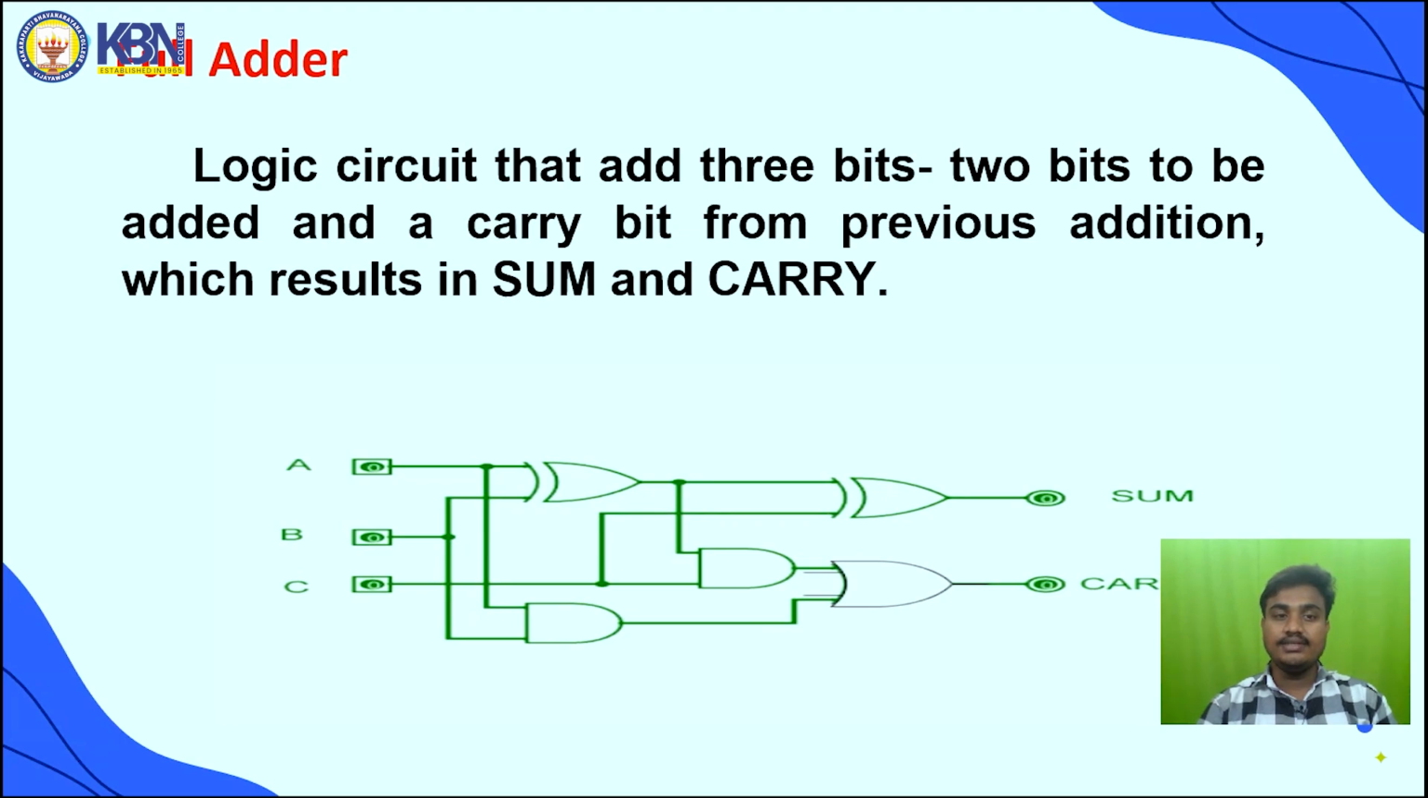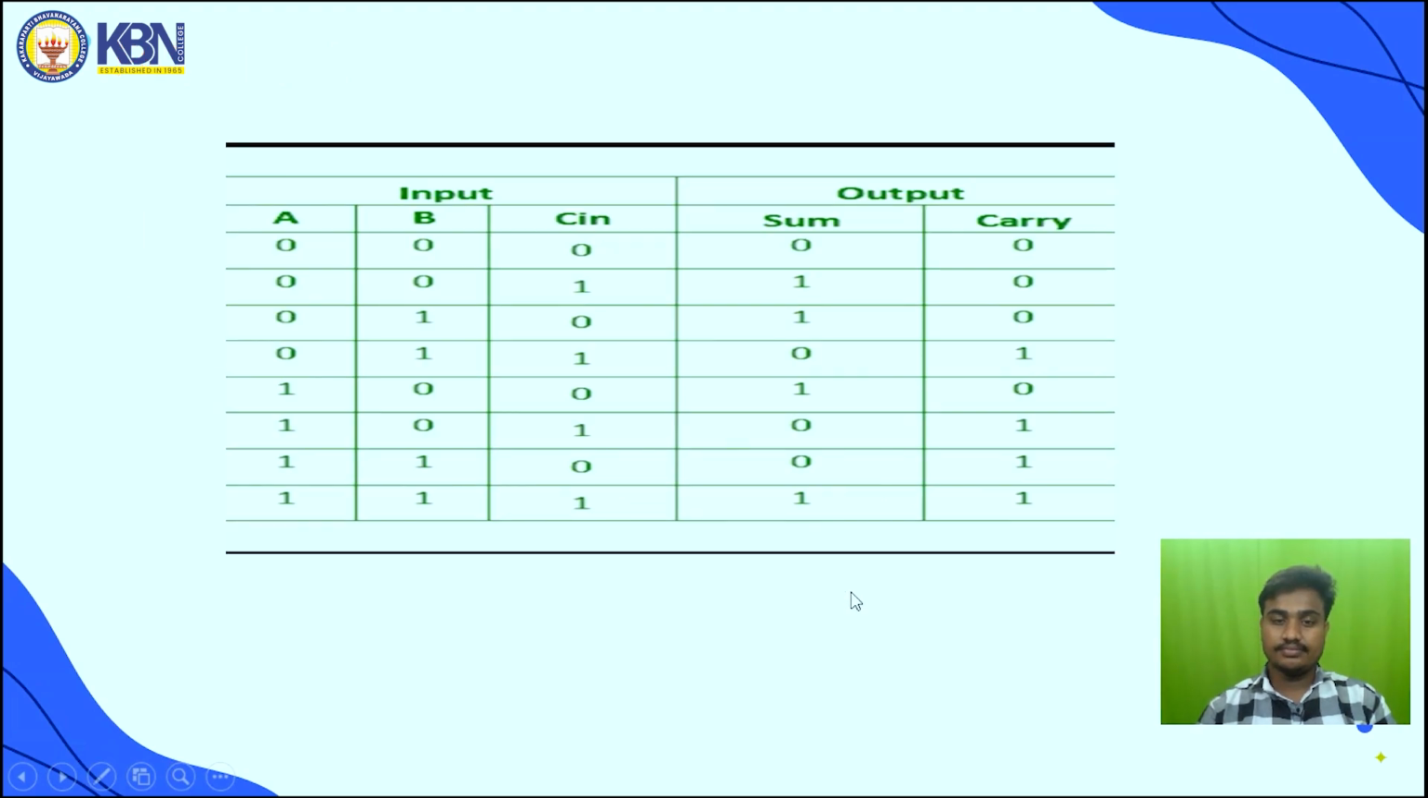Coming to the full adder, a logic circuit that adds 3 bits. In the full adder we'll have 3 bits, 2 bits to be added and a carry bit from the previous addition is added to the third bit, which results in sum and carry. This is the circuit diagram for the full adder. For sum we'll have two exclusive OR gates, but for carry we'll have two AND gates and one OR gate. This is the truth table of the full adder. We'll have three inputs A, B and C in. C in is the third input and we'll have sum and the carry.